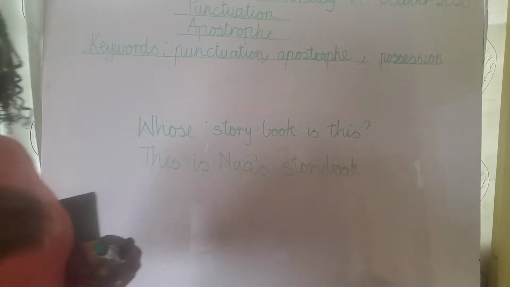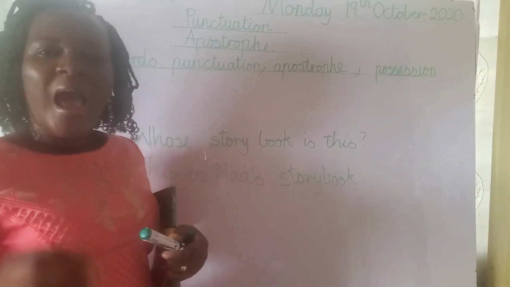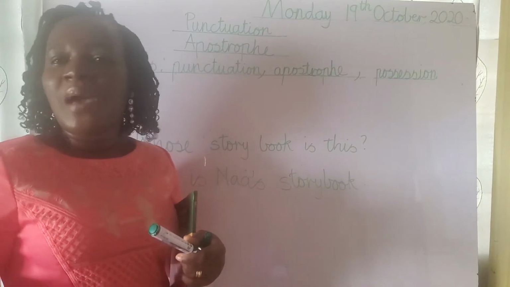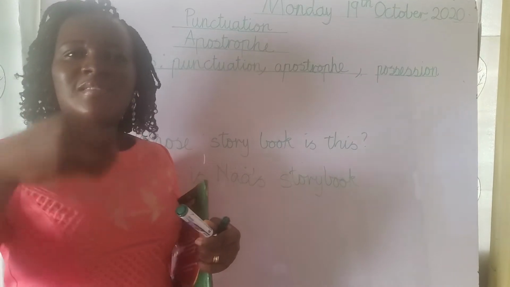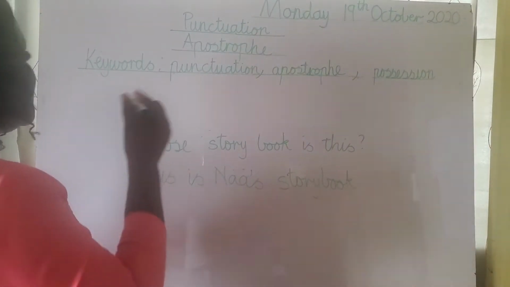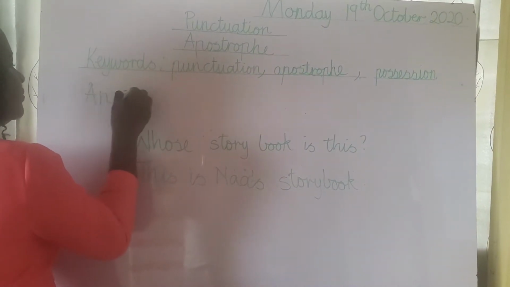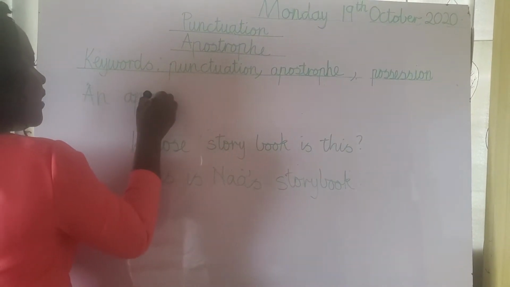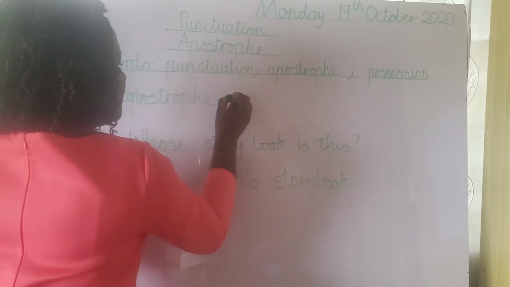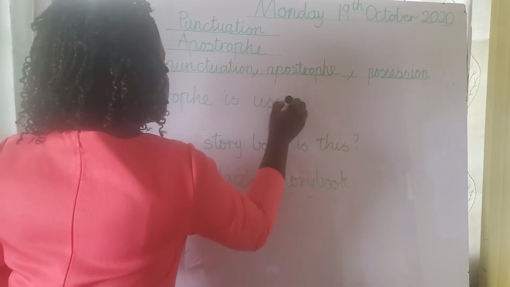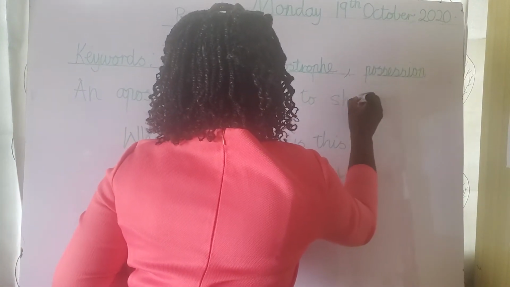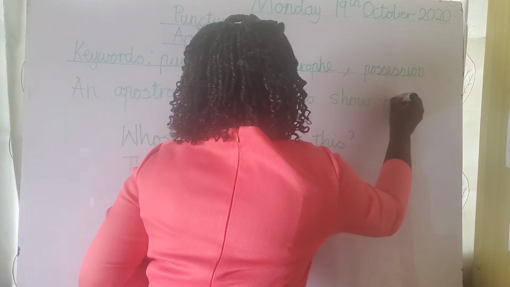So now, if you are asked, what is an apostrophe? An apostrophe is used to show possession. And what do we mean by possession? We mean that something belongs to someone. Is that okay? So let's write that. An apostrophe is used to show possession.